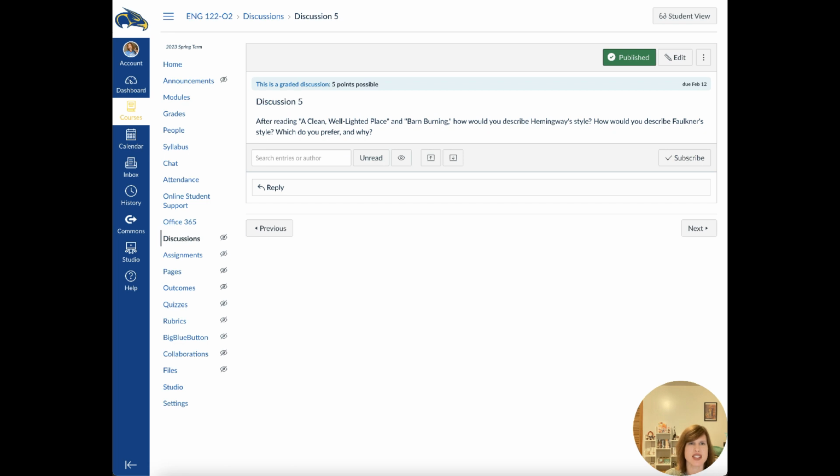So looking at our discussion forum, there are these 2 stories that I just talked about. They're both describing Hemingway and Faulkner's style, and they are different. I like Hemingway and I like Faulkner, so I'm curious to know how you differentiate the 2. But basically, I'm going to ask, how would you describe Hemingway's style? How would you describe Faulkner's? Which do you prefer and why? And you can detail that in the discussion forum below.